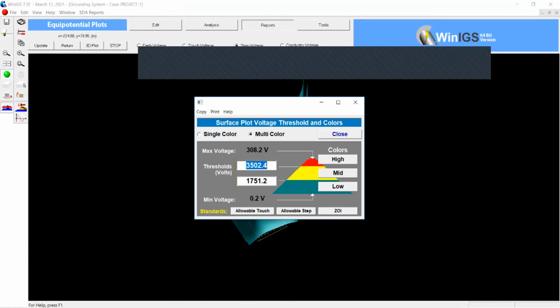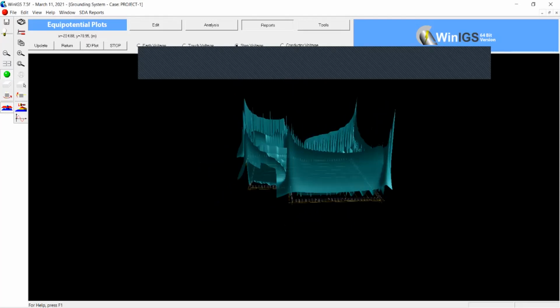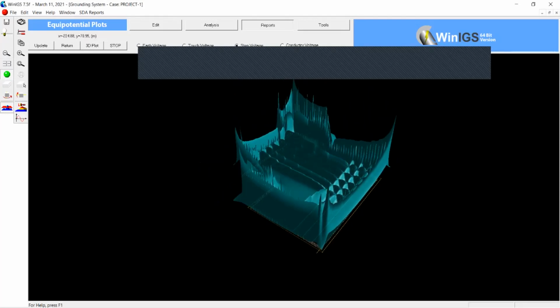So the highest step voltage you are having is 308.2 volts, the maximum voltage, and your threshold is that much, it says here. This also you can copy and paste and include in your report, for step voltage and for touch voltage as well. So the software is very user friendly. You just have to take your time and go through this.